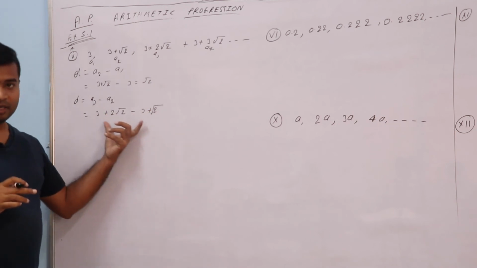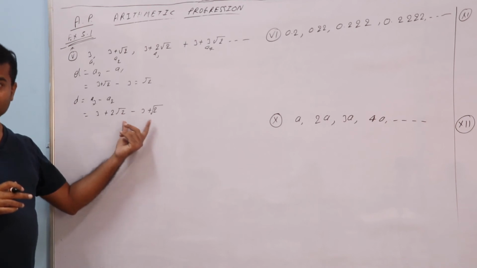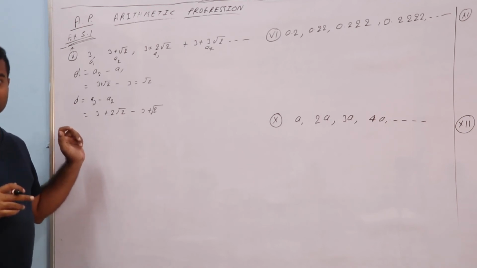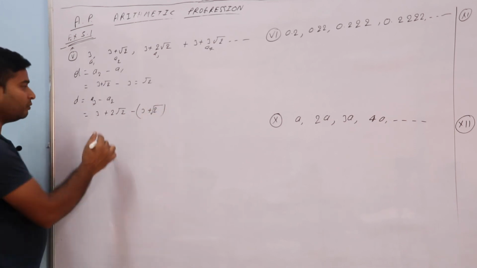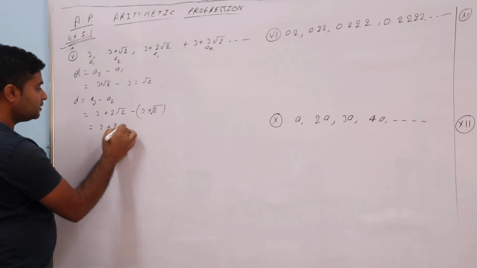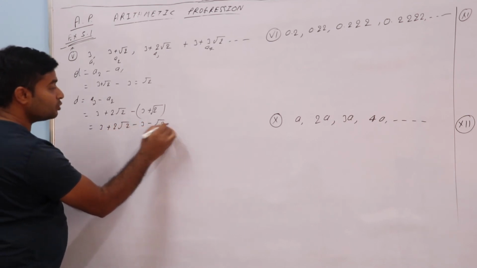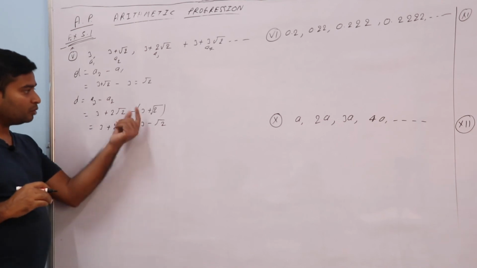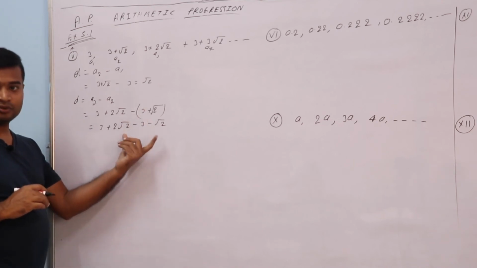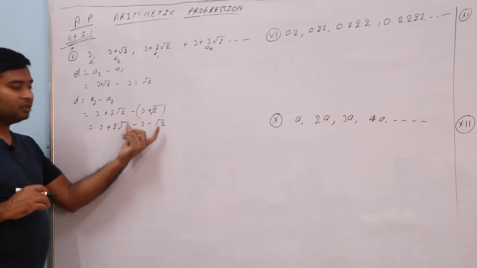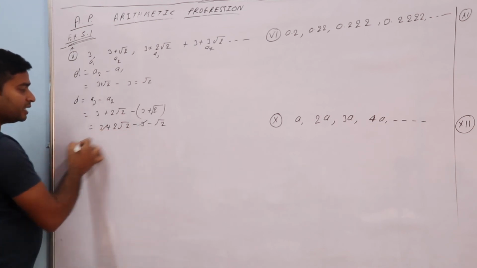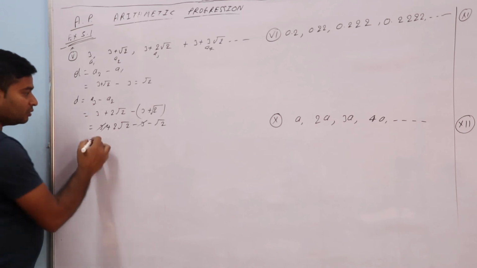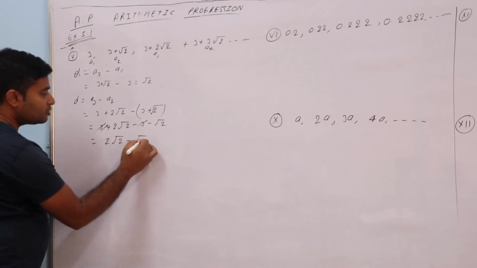If you write in this format, without the bracket, it is wrong. Why? You should put it into a bracket. If you open the bracket, what will happen? Minus 3 minus root 2. If I do not put the bracket, it will be plus root 2, so you will get it wrong. So we should put the bracket. If you open the bracket, both terms will be minus. So this 3 and this 3 get cancelled.